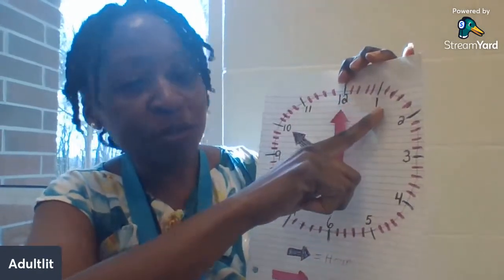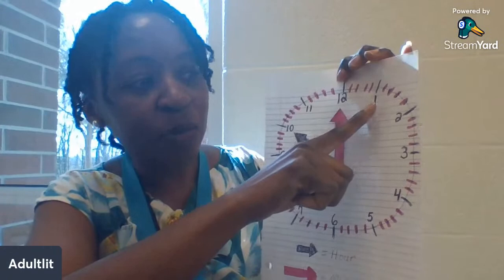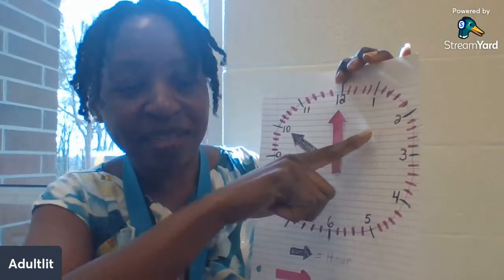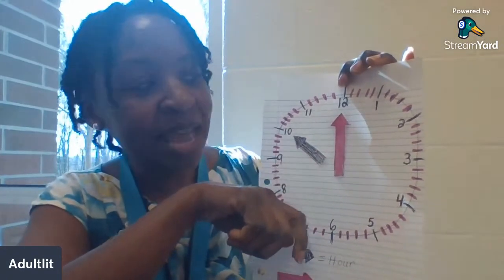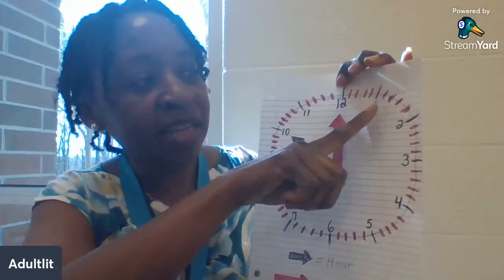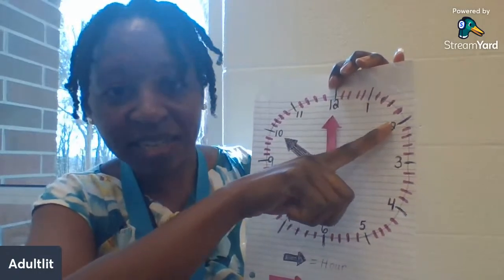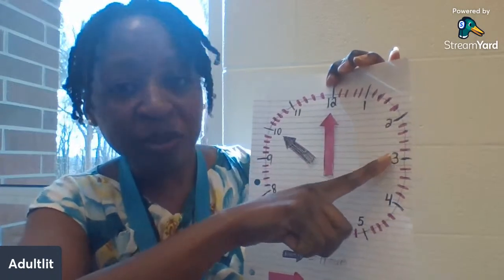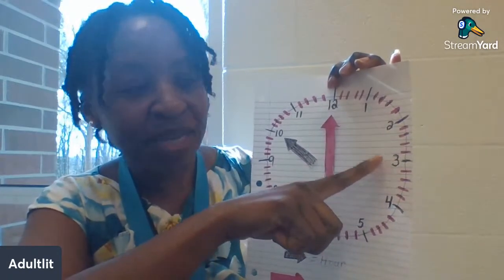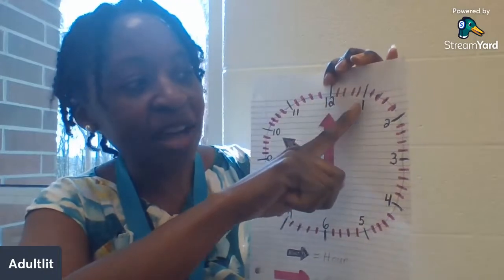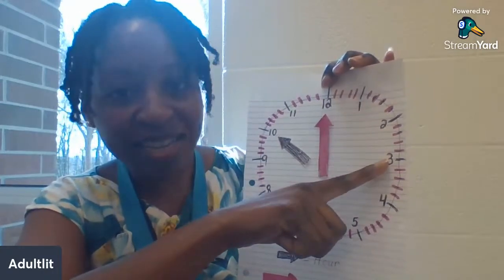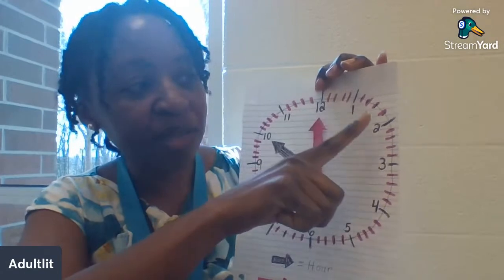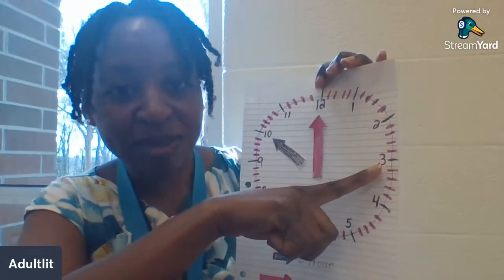So from the 12 to the 1, that's 5 minutes. From the 1 to the 2, that's another 5 minutes. So if I say 10 minutes after an hour, then that's 5, 10 minutes, okay? And right here, where the 3 is, that represents 15 minutes. So let's count together, 5, 10, 15. Okay, so 5 plus 5 plus 5 is 15 minutes.